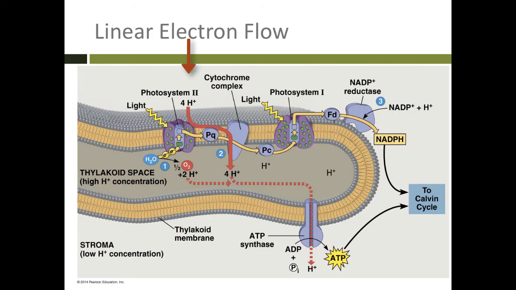Hydrogen is actively being pumped into the thylakoid space by the electron transport chain of Photosystem II. It's also being used up by NADP reductase in reducing NADP to NADPH. This creates a large gradient. The large gradient forces ATP synthase to make ATP.